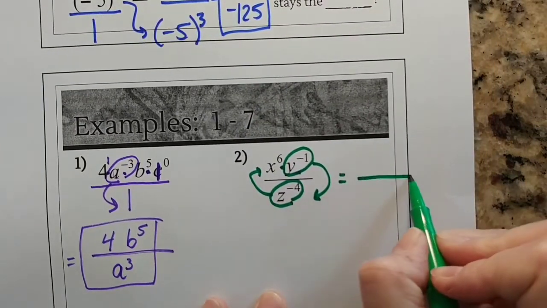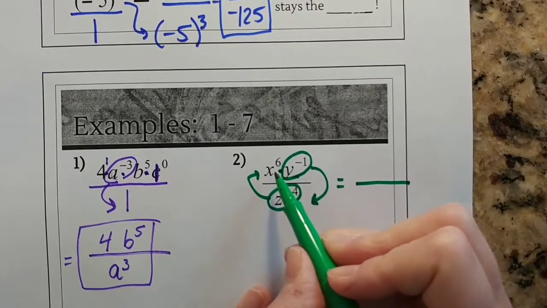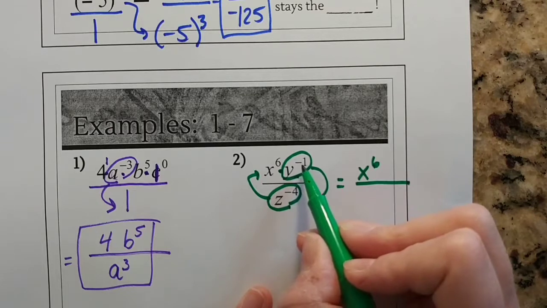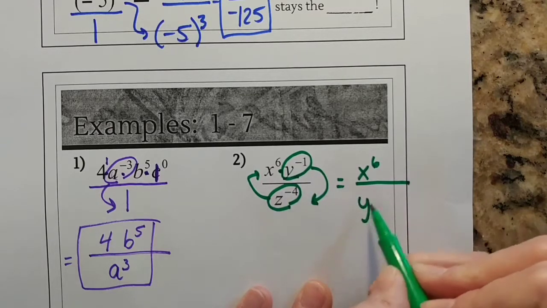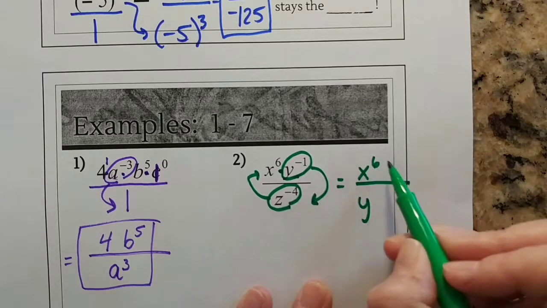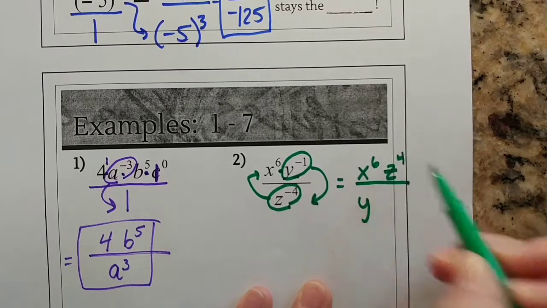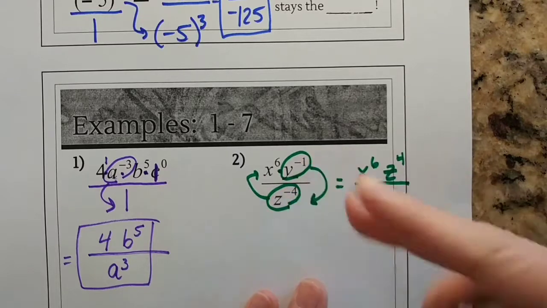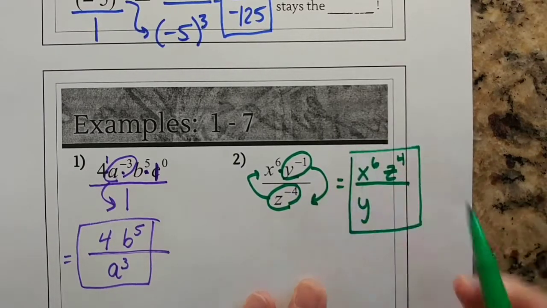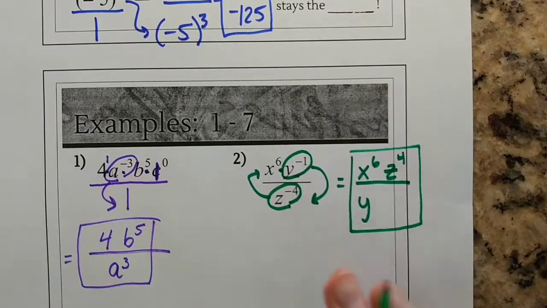So let's rewrite this. The x to the 6th stays where it is. The y to the negative first moves downstairs and becomes y to the positive first. We don't need to write that, though. The z to the negative 4th moves upstairs and becomes positive. So these two just switched places, didn't they? And here I have x, y, z. Everything has a positive exponent. Done. Number 3.